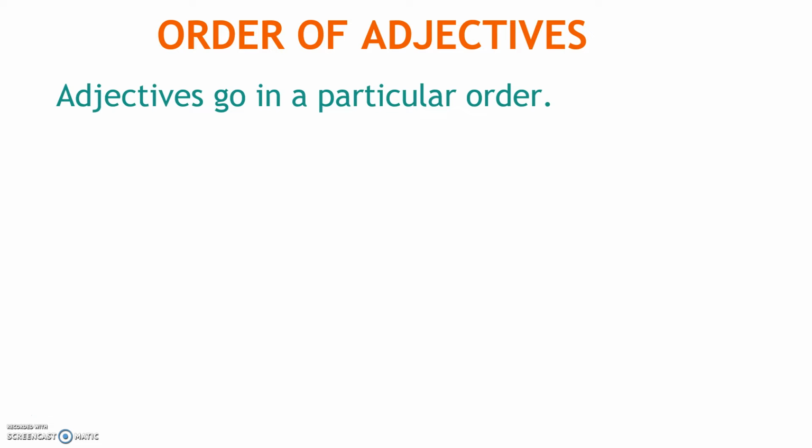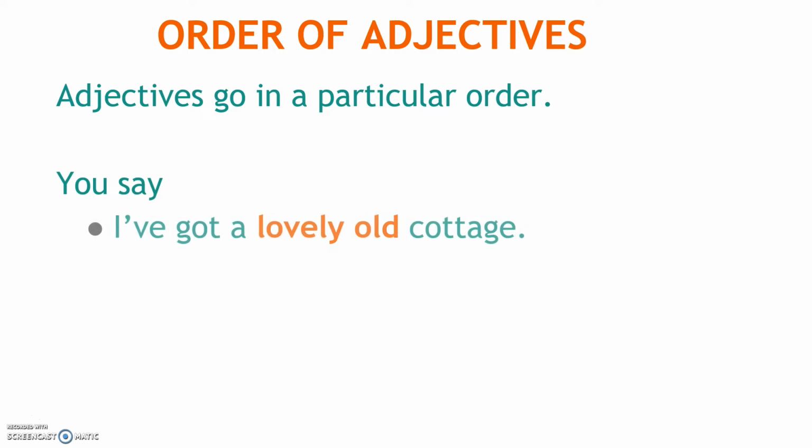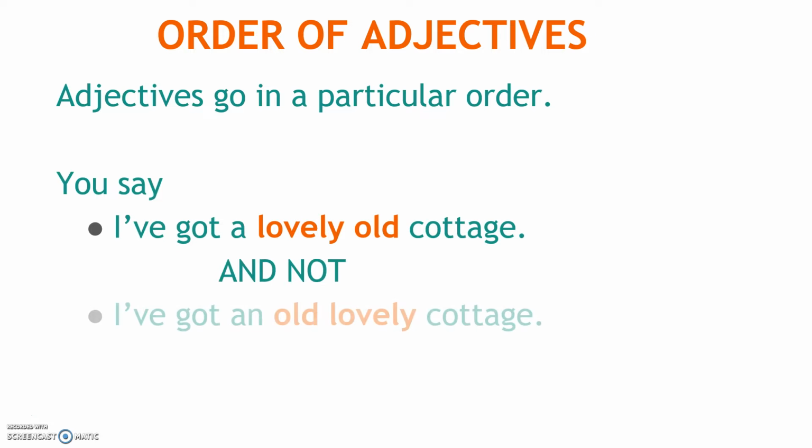Now, native speakers are not aware of these rules, but they would feel that a sentence is awkward or strange if the adjectives are not organized in a certain way. For example, you say, I've got a lovely old cottage, and not, I've got an old lovely cottage. That would sound awkward to a native speaker. So we're going to see the rules, how to organize them, and hopefully at the end of the video you will be able to see it a bit more clearly.